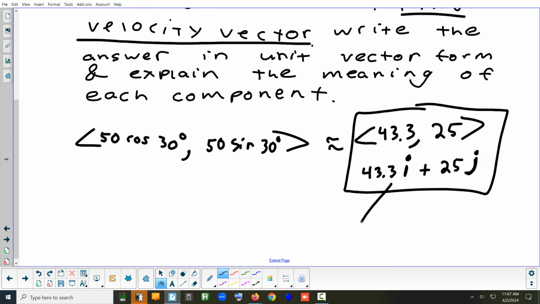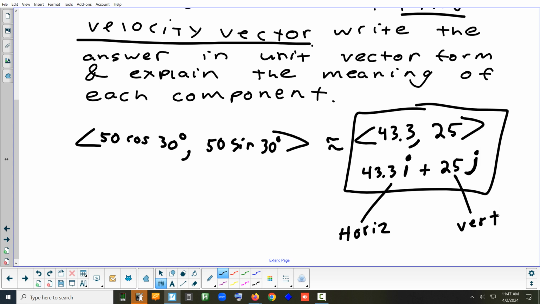Now, the first number in a vector is always your what? Right, this is your horizontal. And the second number is your vertical. And this problem is about the speeds. So what do you think this 43.3 is? In terms of this object actually traveling at 50 miles an hour at an angle of 30 degrees, yeah? Distance? We could figure out distance from it, but it's not a distance.